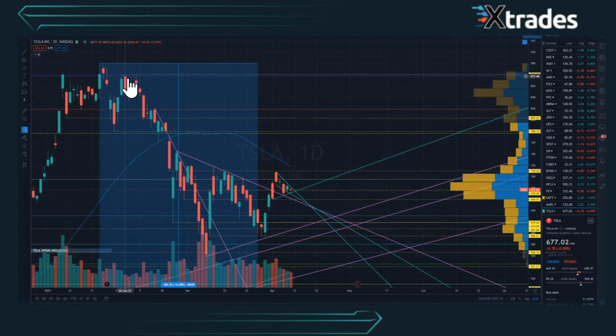They significantly reduce the cost of a play when you use butterflies as opposed to just doing a credit or a debit spread. So we see here that we had a symmetrical triangle on Tesla right here, right? And then it popped up at the beginning of April, and it hit resistance at about 710. Then it rejected that resistance and retraced back into our symmetrical triangle trend line.